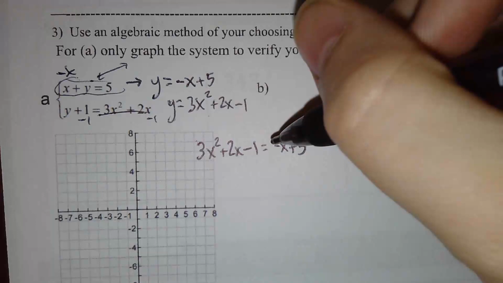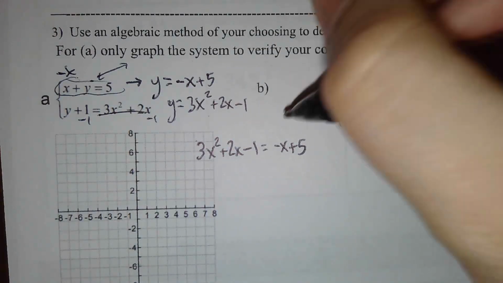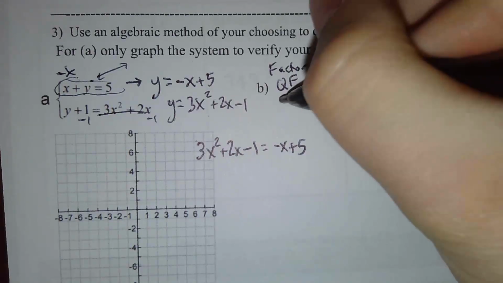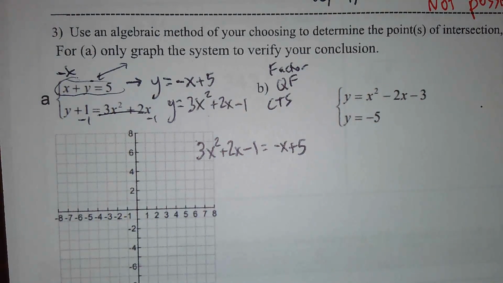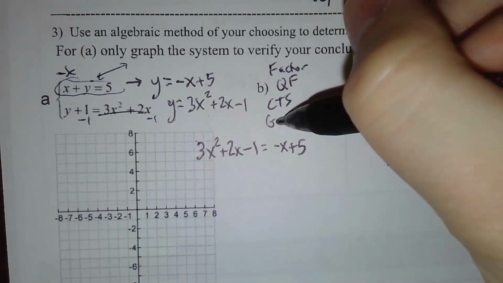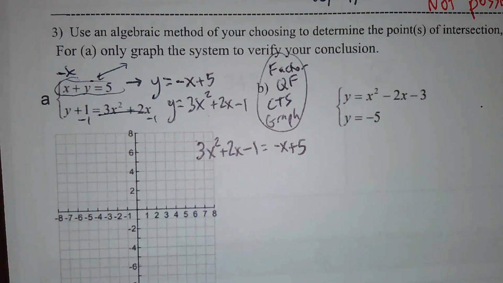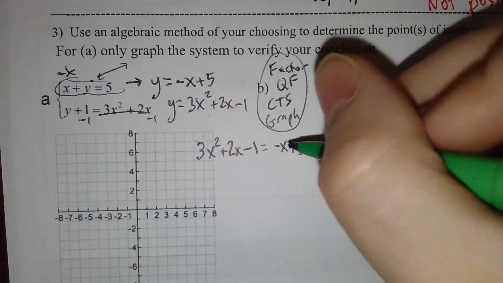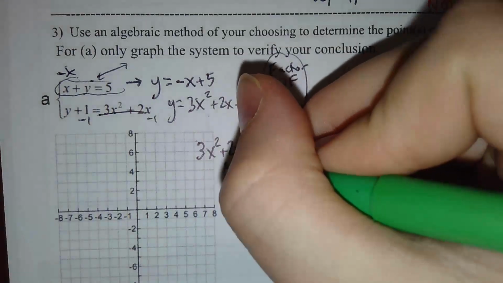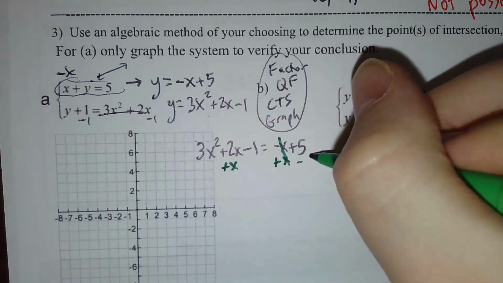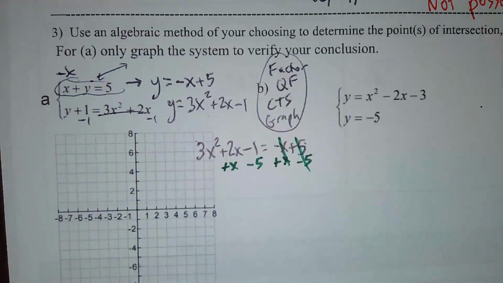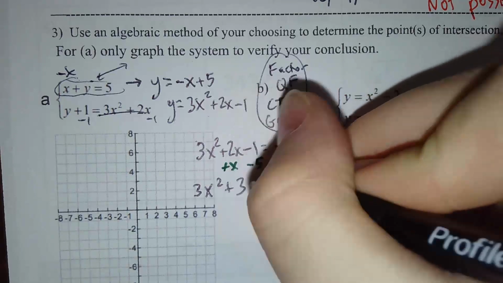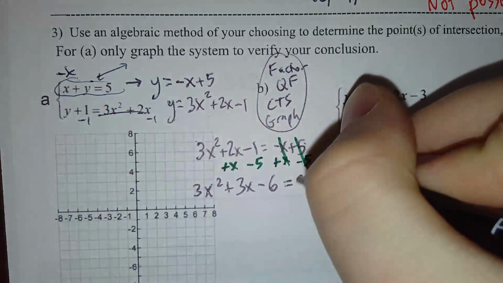All right, my next goal is to set it equal to 0 so I can use a method such as factoring, quadratic formula, or even completing the square. Or in this case, we can check our work by graphing. So one of these methods we're going to be able to use if we set it equal to 0. So the way that I set this equal to 0 is I'm going to be adding x to both sides and subtracting 5 to both sides. That gives me 3x squared plus 3x minus 6.